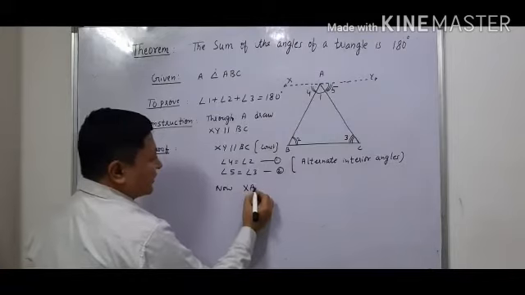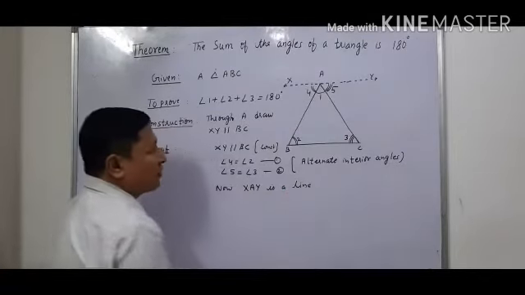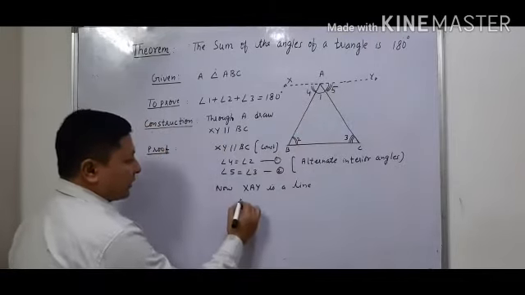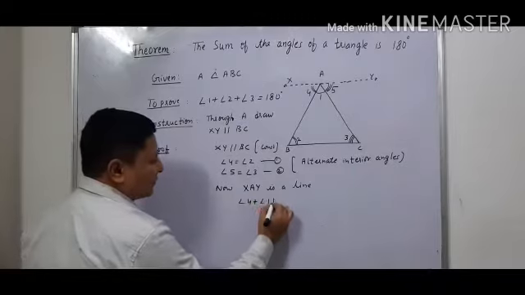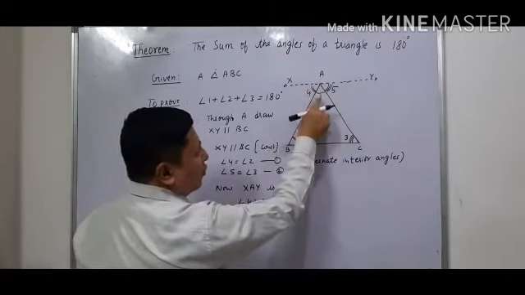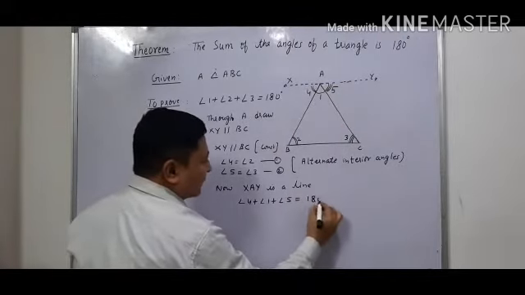If you see, XAY is a line, and we know that the sum of all the angles in a line is how much? 180 degrees. So angle 4 plus angle 1 plus angle 5. So in this line we have angle 4, 1 and 5, and their sum will be equal to 180 degrees.